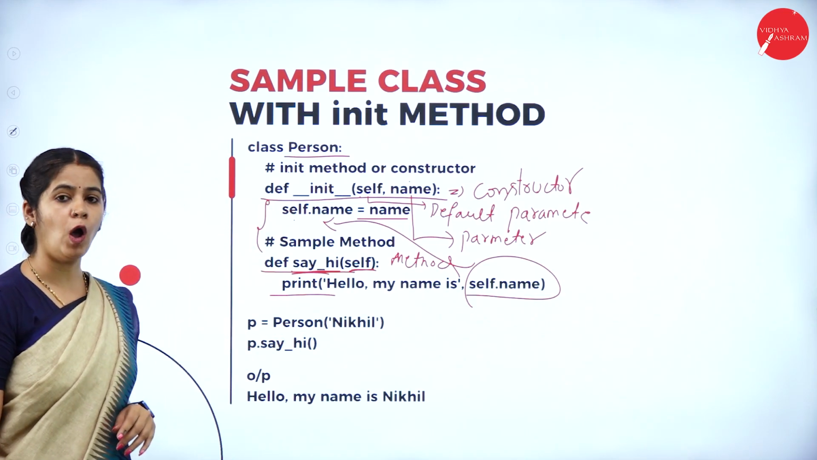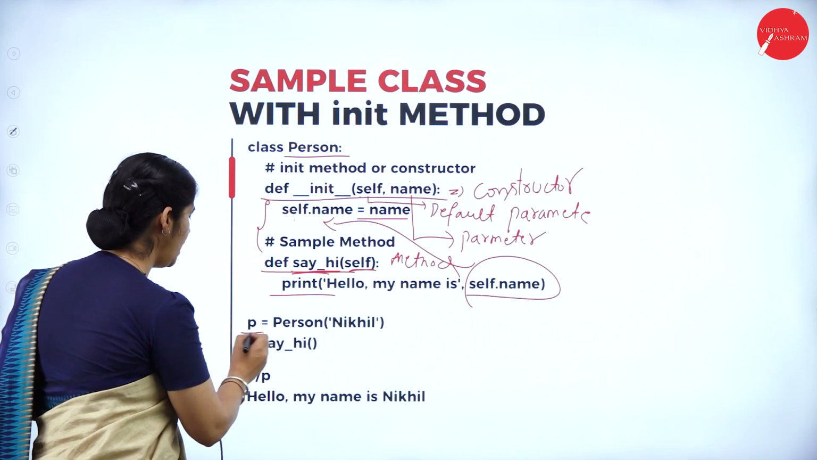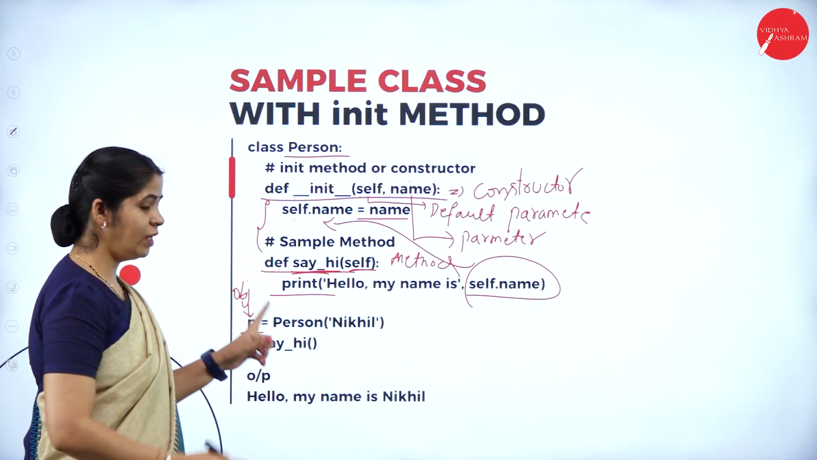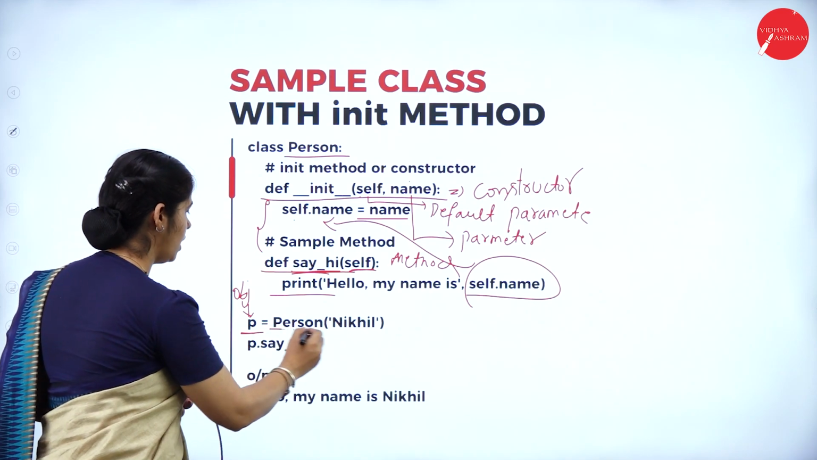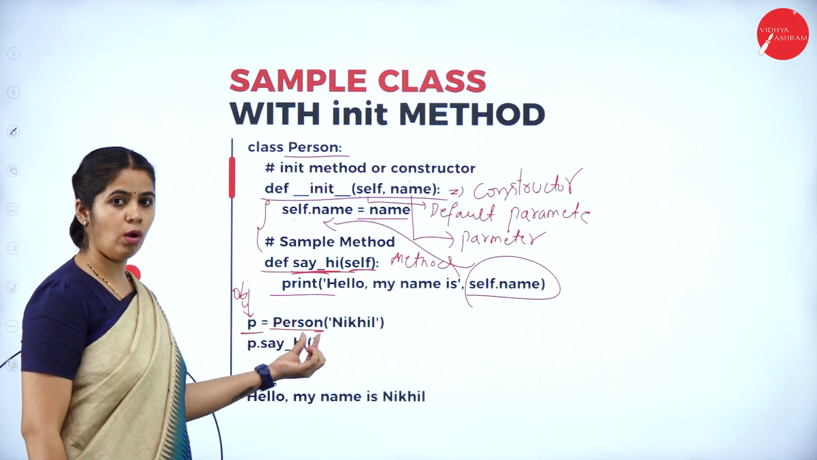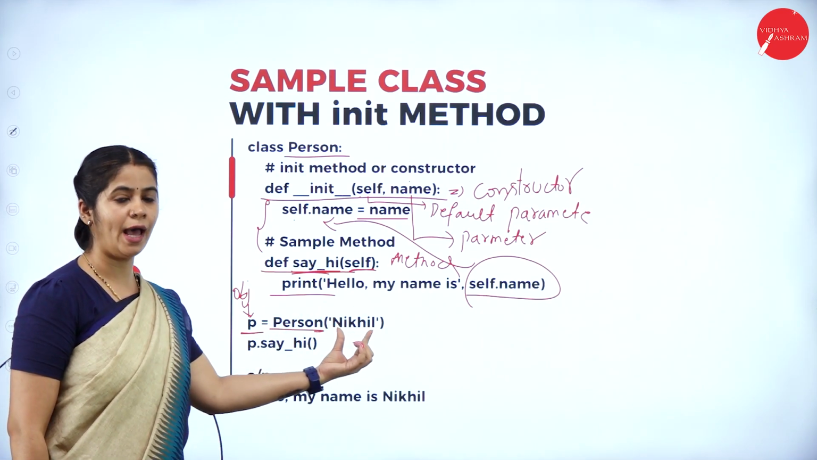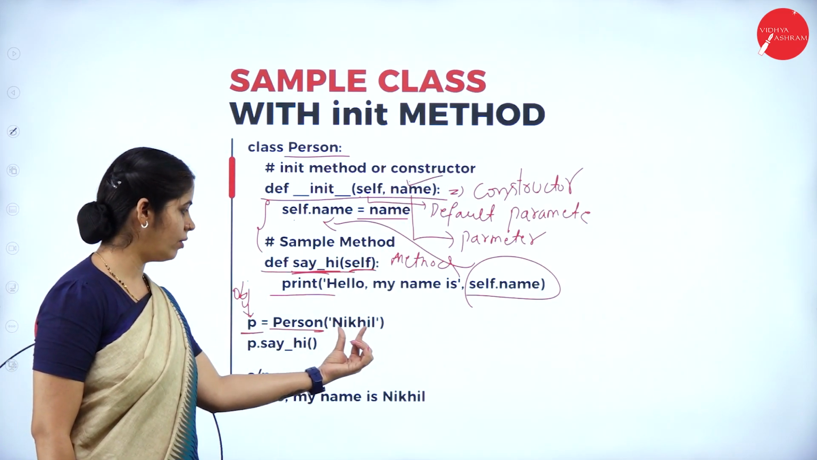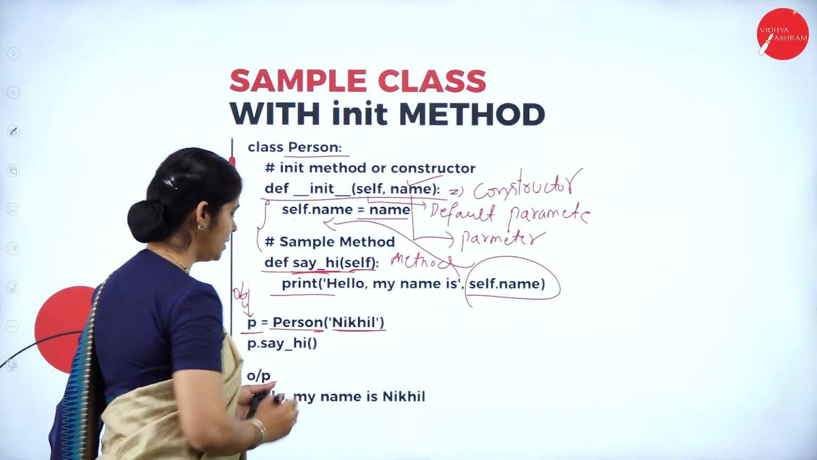Let's come to the object creation. P is an object of which class? Of the class Person. Whenever we are creating the object, we are passing the value of the parameter name here. What is the name? Nikhil, right? So Nikhil will be passed as a parameter.